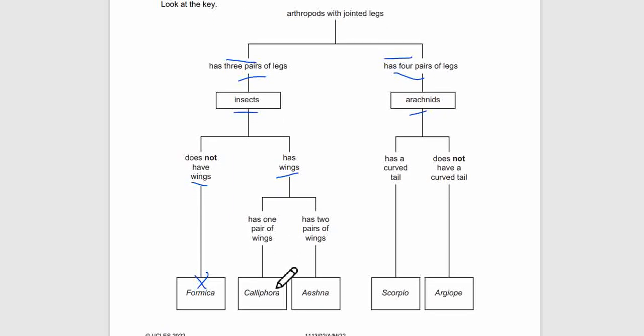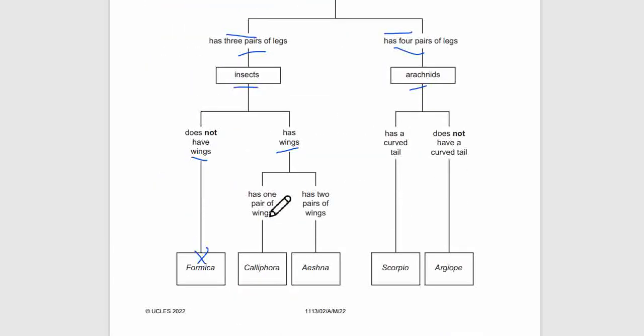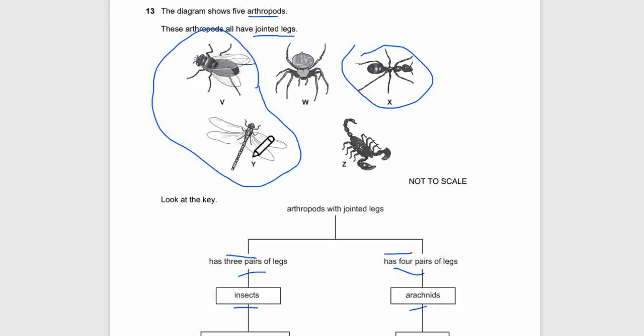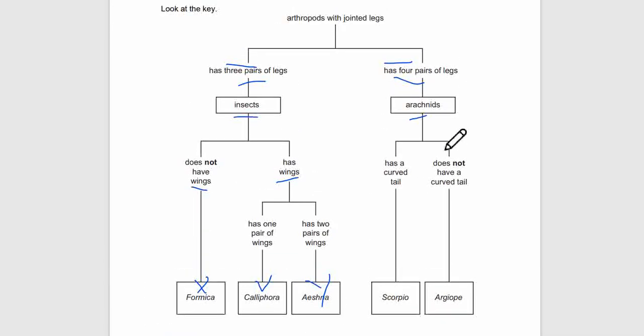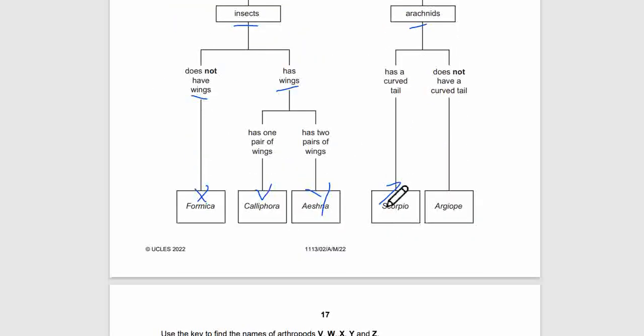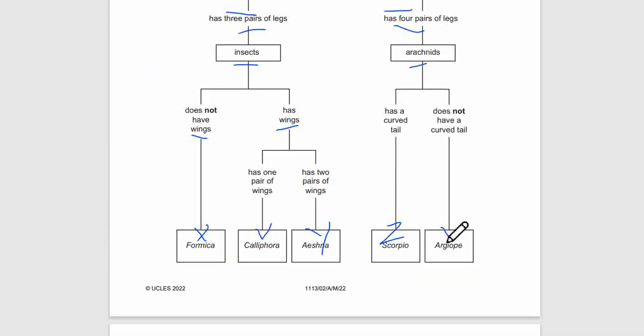1 pair of wings is Califora. 1 pair of wings is this one, V. 2 pairs of wings will be Y, Ashna. And then 4 pairs of legs, arachnid has a curved tail. So from here, this one has a curved tail, so this will be Z. And the last one will be W.